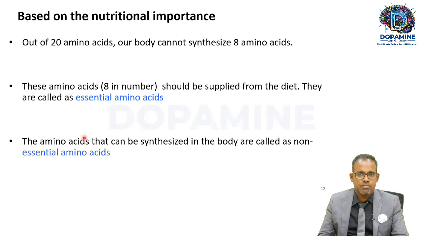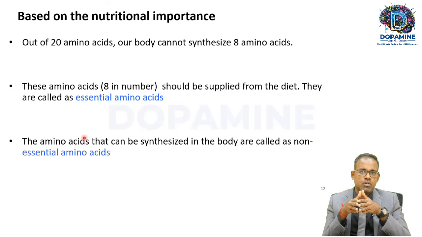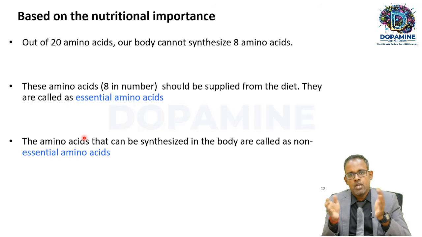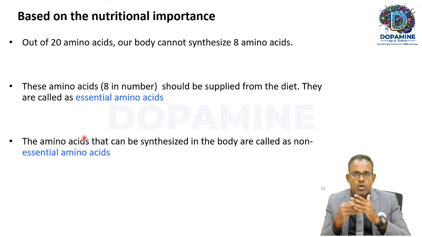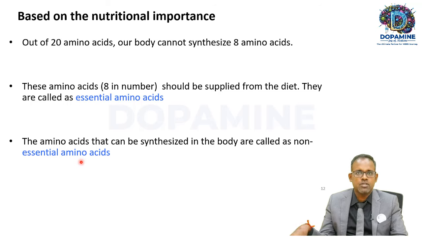Next, based upon the nutritional importance. Out of the 20 amino acids I have listed, only 12 amino acids can be synthesized by our own cells in the body, and there are some amino acids which cannot be synthesized in our body. Those amino acids should be supplied only from the diet, and are called essential amino acids. The amino acids that can be synthesized in the body are called non-essential amino acids.